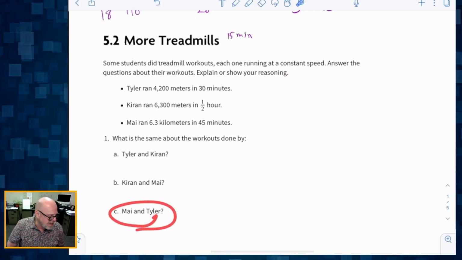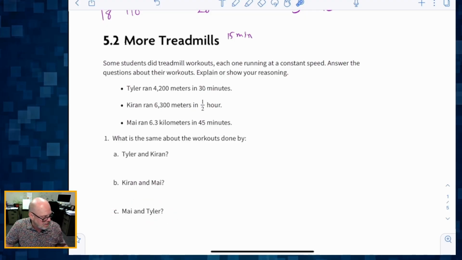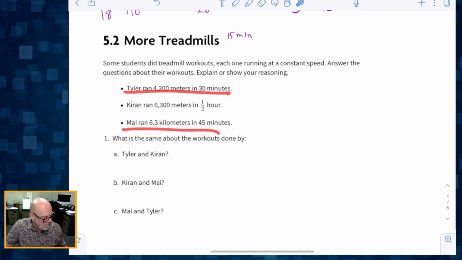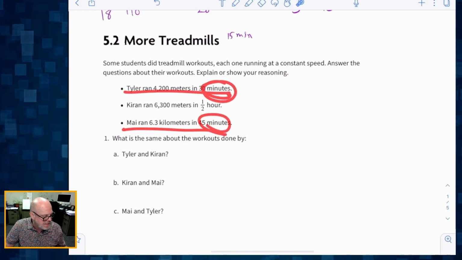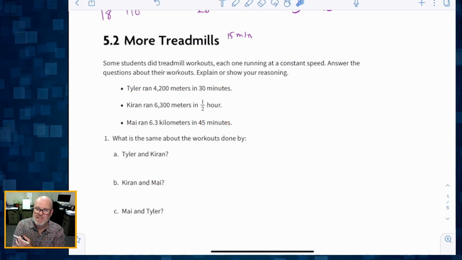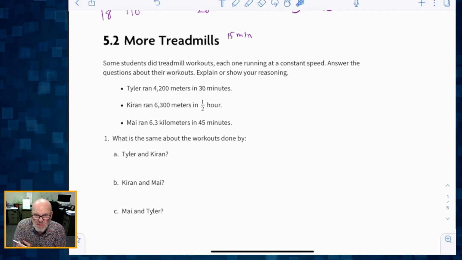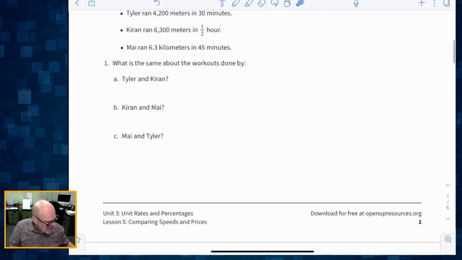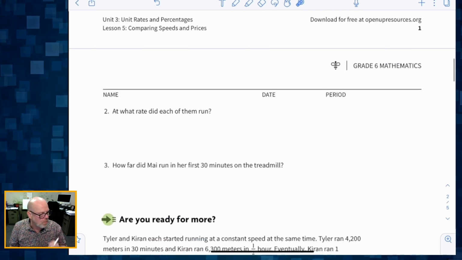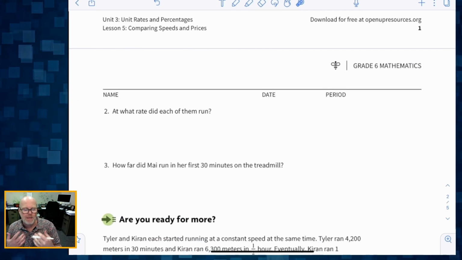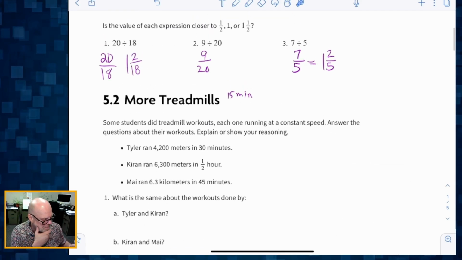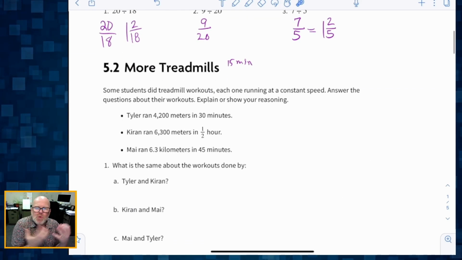And then what's the same about Mai and Tyler? Well, Mai and Tyler both ran in minutes. That's what's the same, I guess. I mean, there could be other things, but there you go. And then let's see, at what rate did each of them run? So we want to find some unit rate.